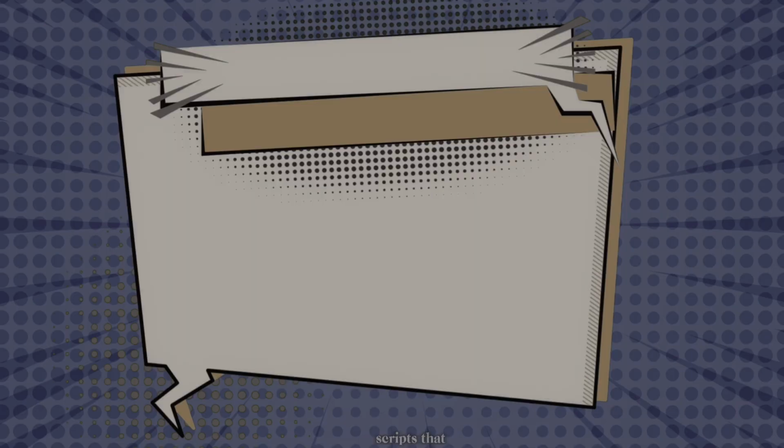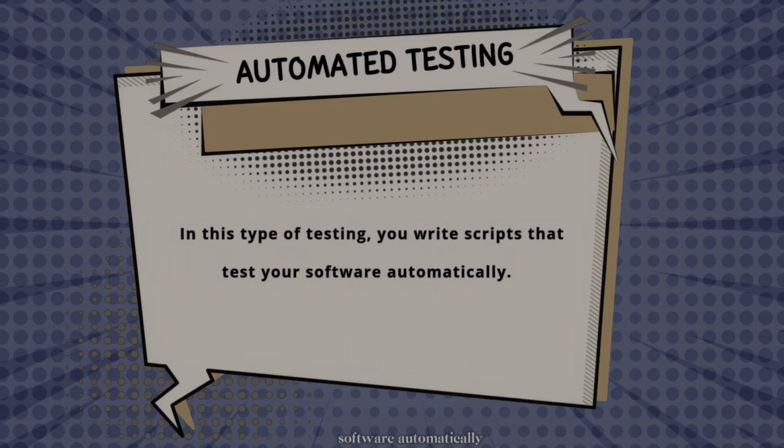Let's move to automated testing. In this kind of testing, you write scripts that test your software automatically. Basically, you're writing code to test your code. You're writing a different set of code to test your code, right? To be fair, it requires some initial effort. Yes, because now you have to write extra code. But it saves a lot of time in the long run. It saves a ton of time in the long run.